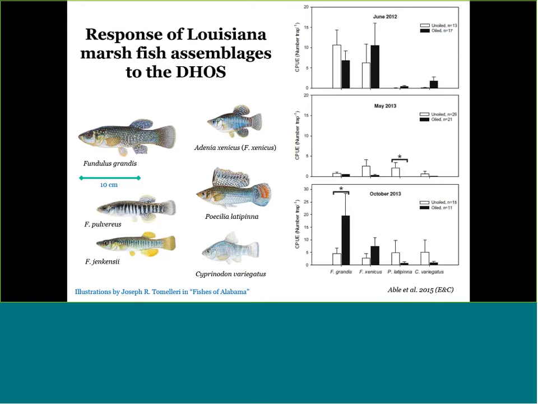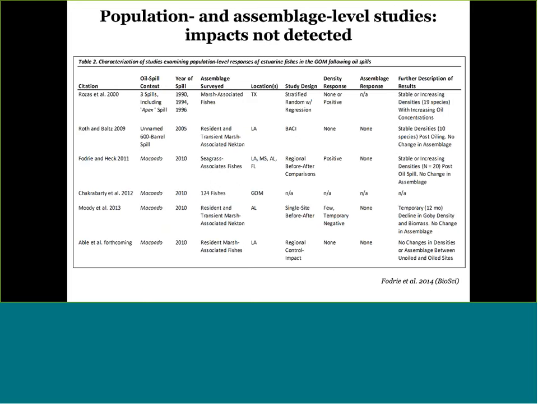And the take-home message here is that we don't see decreases in the catch rates of those fish. If anything, in 2013, a couple years after this spill, we see an increase in the catch rate of Fundulus grandis, the Gulf killifish. And so this is a summary from a couple years ago now, something we've already published. I can tell you that these patterns are holding with more papers coming out, more data arriving.